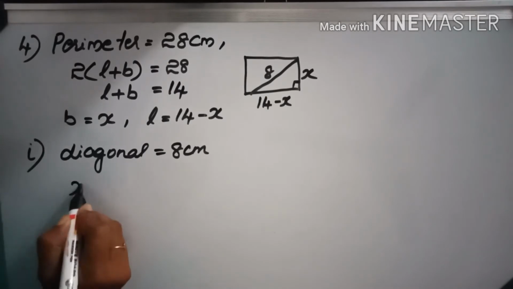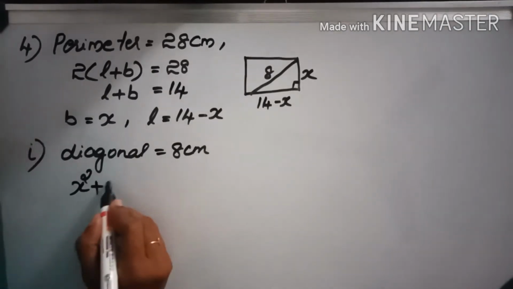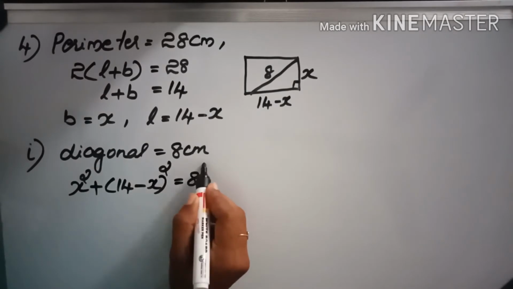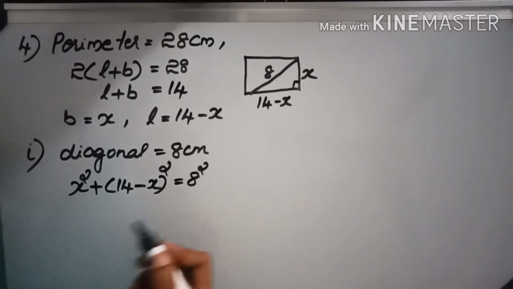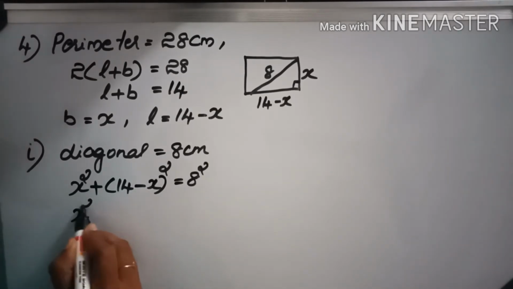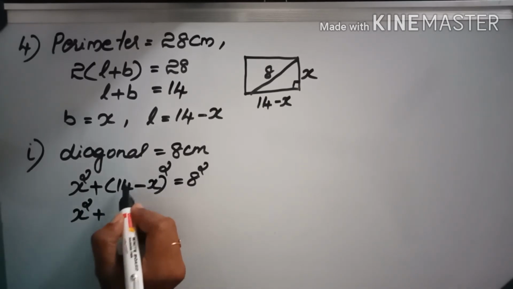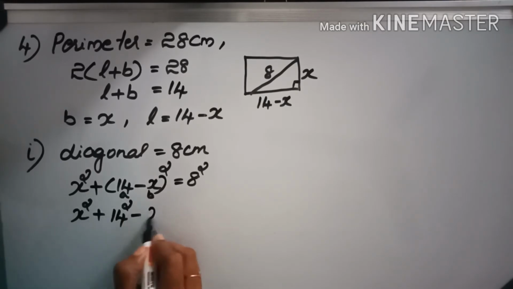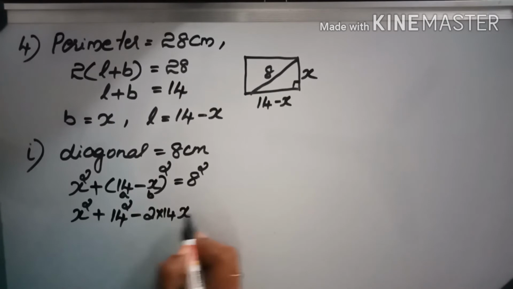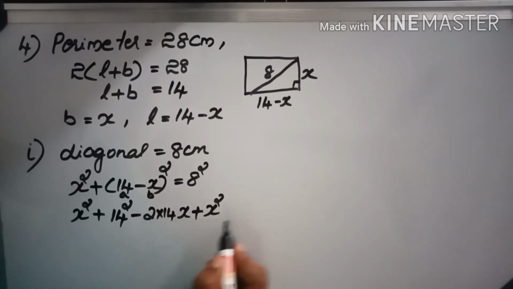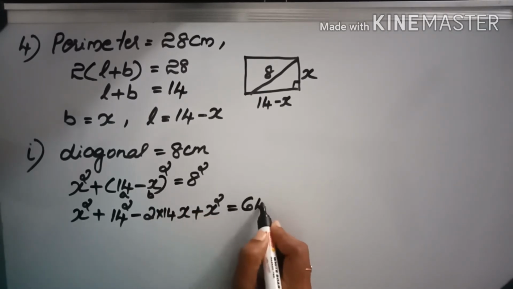So here x square plus base 14 minus x the whole square equal to hypotenuse square. This is the Pythagoras theorem. Now let's check whether we can solve this equation. First of all, open this bracket. So x square plus 14 minus x the whole square, this is of the identity a minus b the whole square. So the answer will be 14 square minus 2 into 14 into x plus x square. This is the expansion: a square minus 2ab plus b square equal to 8 square, that is 64.